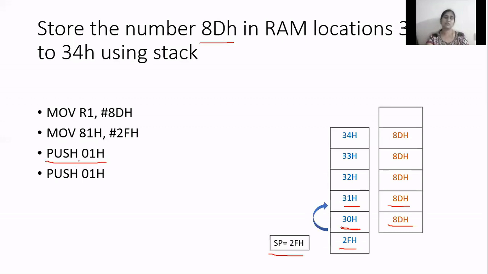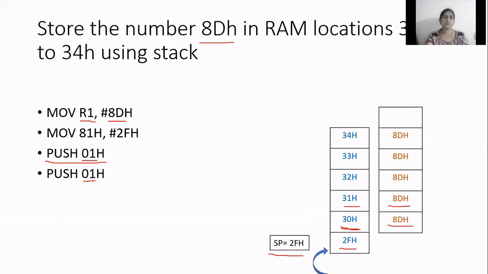And why am I using push 01? 01 is the address of the R1 register, and I'm using direct addressing mode. So I'm using push 01H. What is happening when I say push 01? Whatever is there in the R1 register, that is at the 01 location, that is 8D, the data which is there at 01, is getting pushed onto the stack. So this is the second push.